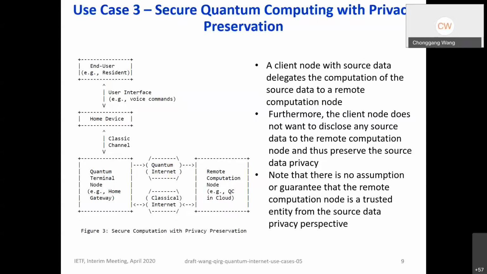Basically, the quantum terminal node at home could send some quantum bits plus some measurement instructions to the remote computing node. After that, the remote computing node can, based on the measurement instructions, do some computation on the quantum bits and send the results back to the quantum terminal node. So this case shows the usage of quantum information technology for computation delegation with privacy preservation.